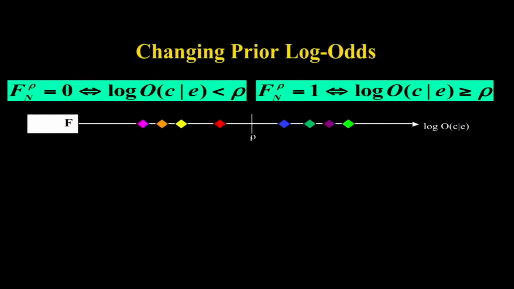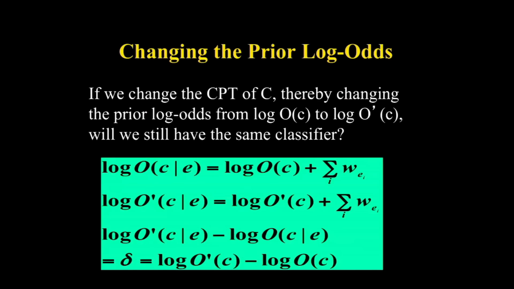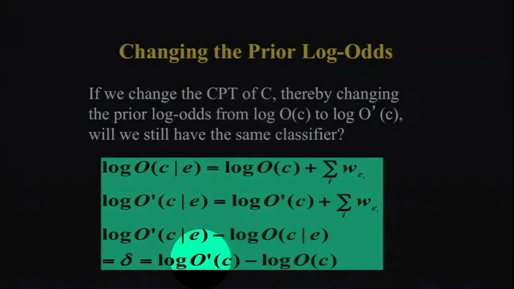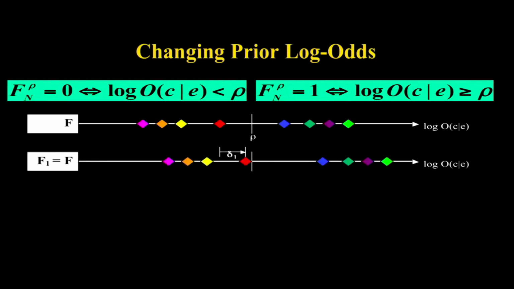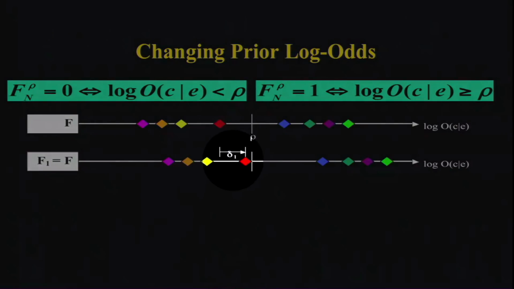Now, what happens when I change the prior? As you see in the previous equation, when I change from this to that, what did I change? What happens to this picture? What am I doing? I'm basically shifting these instances left or right, depending on whether I increased or decreased. In this case, I made a change of delta 1, so I increased this by delta 1. What happened to these instances? They shifted all the way there.